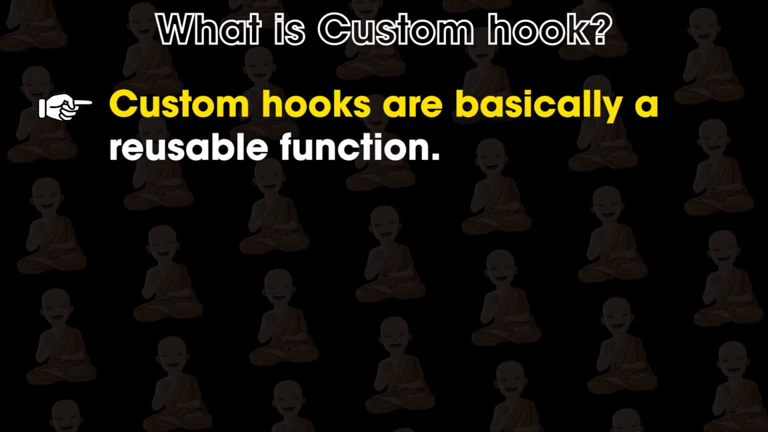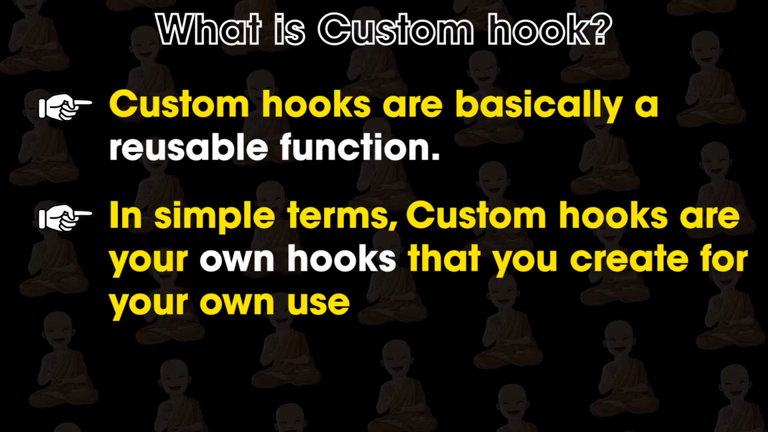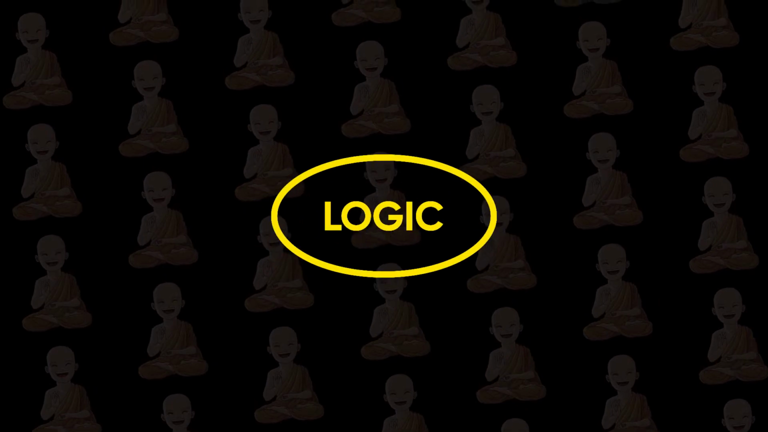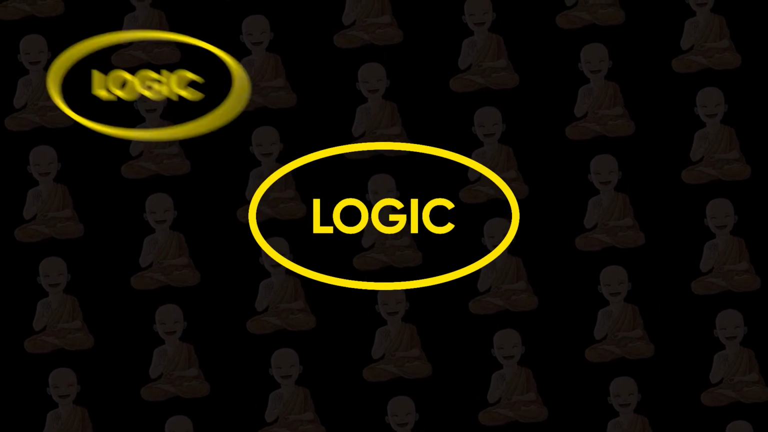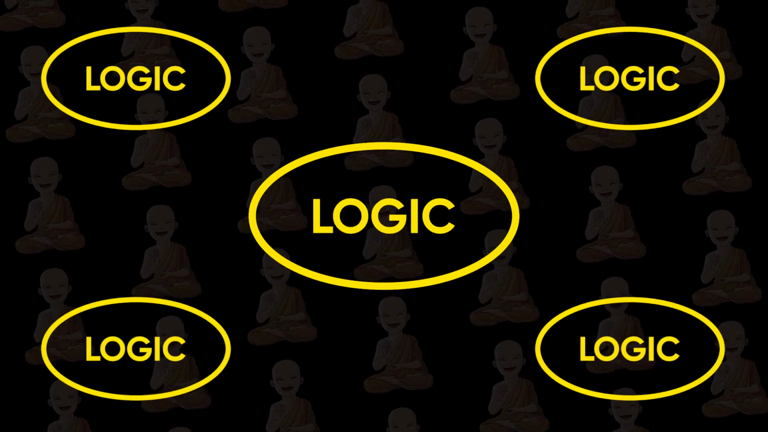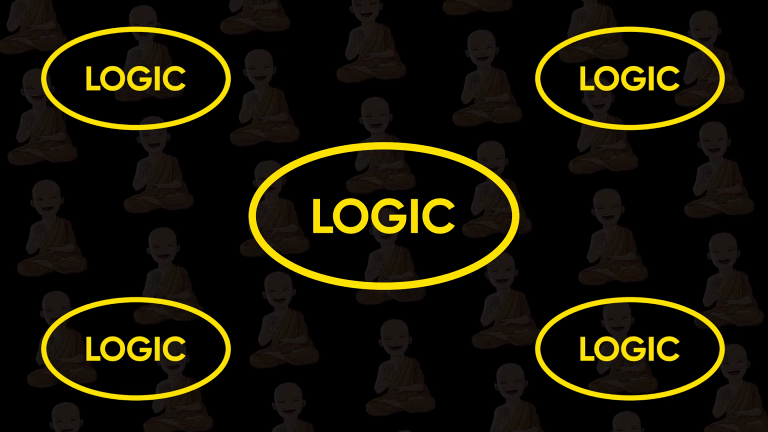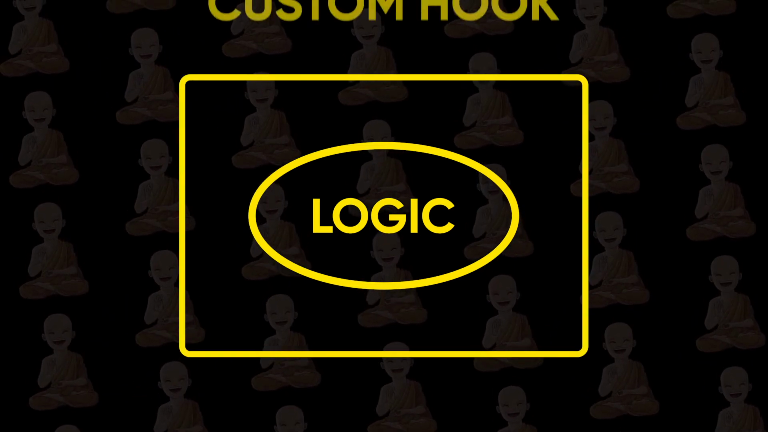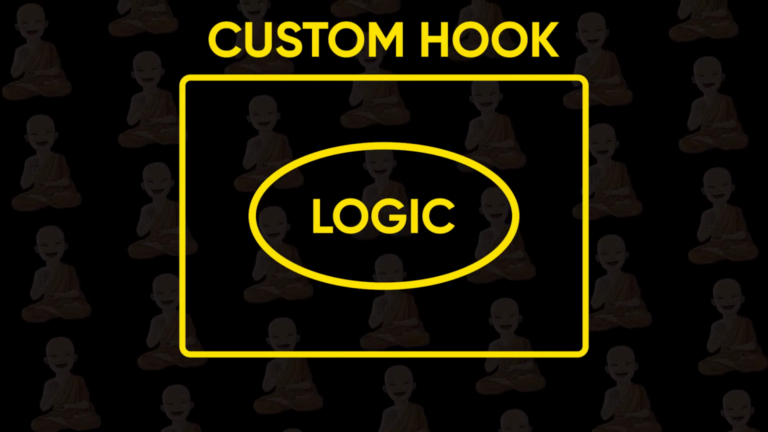In simple terms, custom hooks are your own hooks that you create for your own use, and you can use them multiple times in your project. For example, you have some logic in which you use one or multiple built-in React hooks, and you need to use that logic multiple times in your project. So instead of writing the same long logic in every place, you create your own hook or function, which is a custom hook, and you use it just like we use other React built-in hooks.